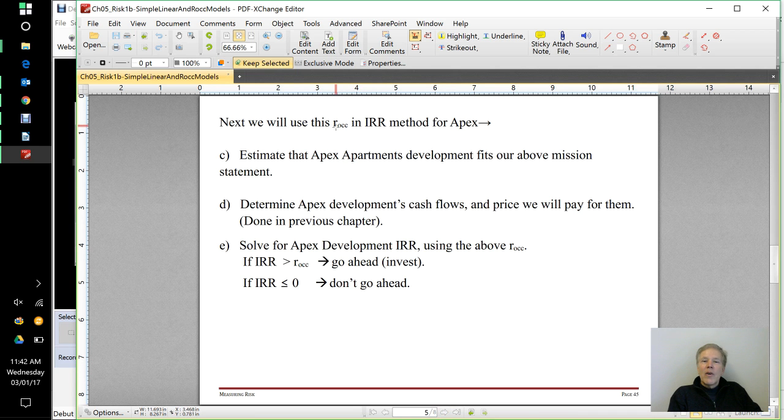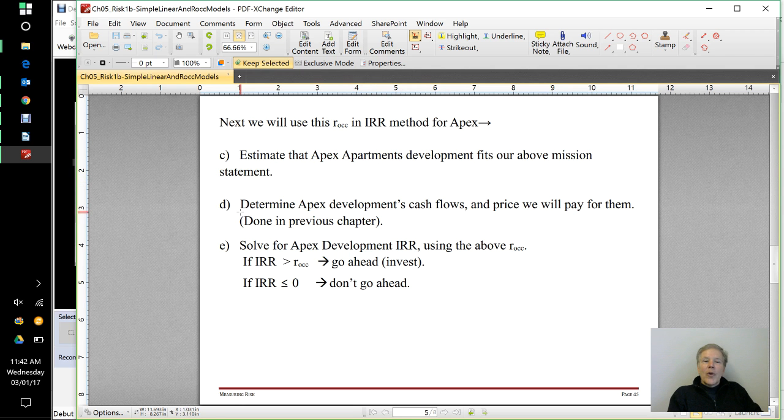So like I said, we're going to use this opportunity cost of capital in our IRR method for Apex, which is specifically going to mean that we're estimating that the Apex Apartments development fits our above mission. I think it does. You could argue about opportunity cost of capital. Clayton doesn't specialize in multifamily residence for graduate students, but good enough.